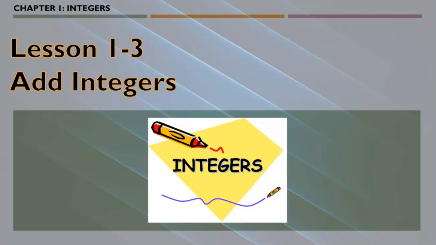Lesson 1-3, add integers. In this lesson, we're going to show how to model addition of integers, and we're going to be adding integers with like and unlike signs. And then we're going to finish it up by adding more than two integers together.